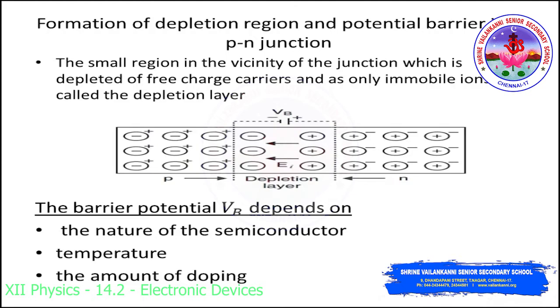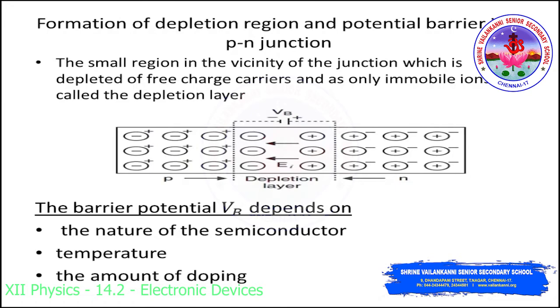Now the p region near the junction is left with immobile negative ions, and the n region near the junction is left with positive ions. So we call this the depletion layer. That means the small region in the vicinity of the junction which is depleted of free charge carriers and has only immobile ions is called the depletion layer, right?